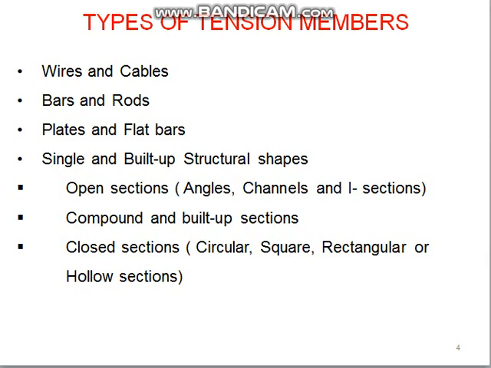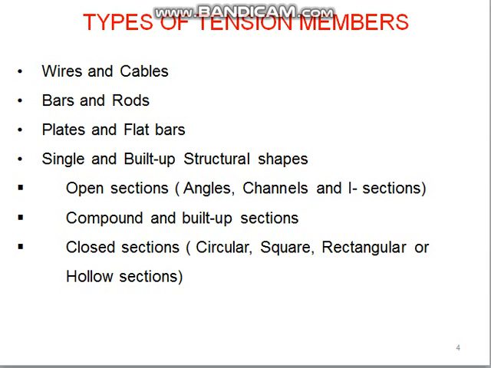Bars and rods are used as tension members in bracing systems and as sag rods to support purlins between trusses. Third one is plates and flat bars. These are used in transmission towers and footbridges. They are also used in columns to keep the component members in their correct position.